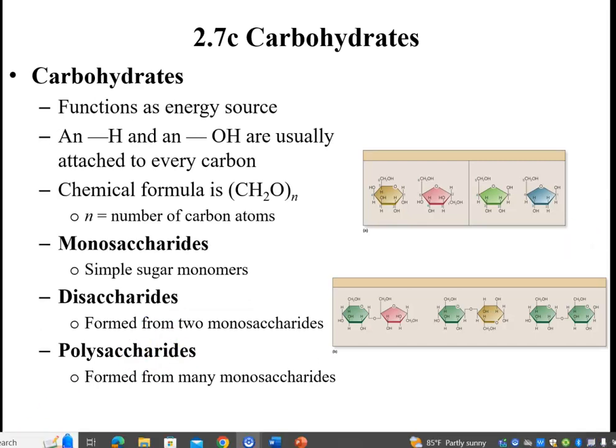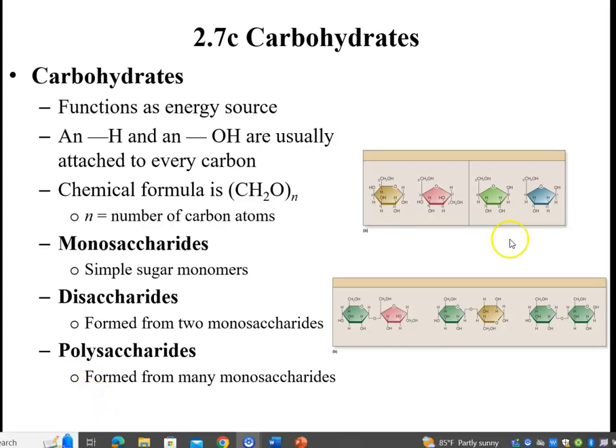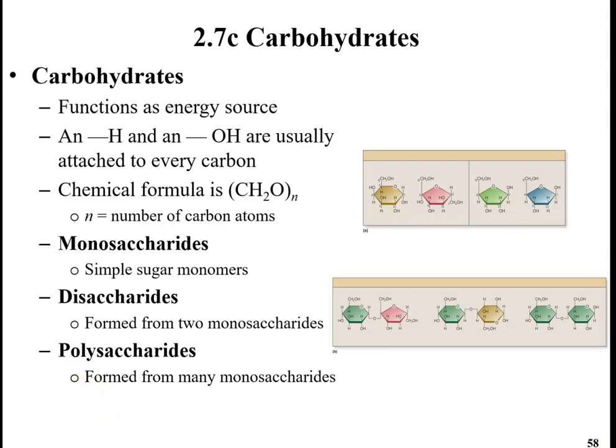Okay, carbohydrates. Carbohydrates in the human body function as the main energy source. In a carbohydrate, hydrogen and hydroxyl are usually attached to every carbon. So that's where the hydrate part of carbohydrate comes in. It's essentially a water molecule attached to every carbon. The chemical formula for carbohydrates is CH2O, and you multiply that by N, which is the number of carbon atoms in the molecule.